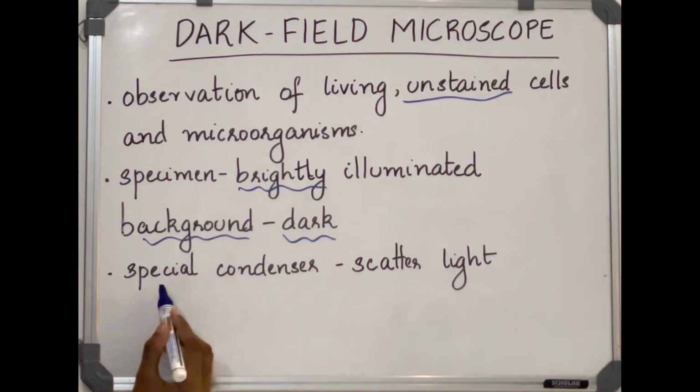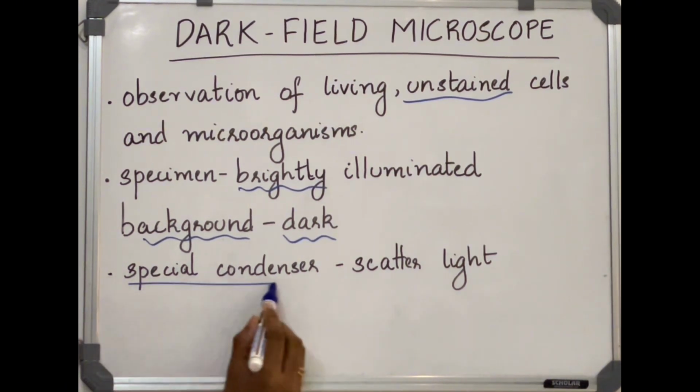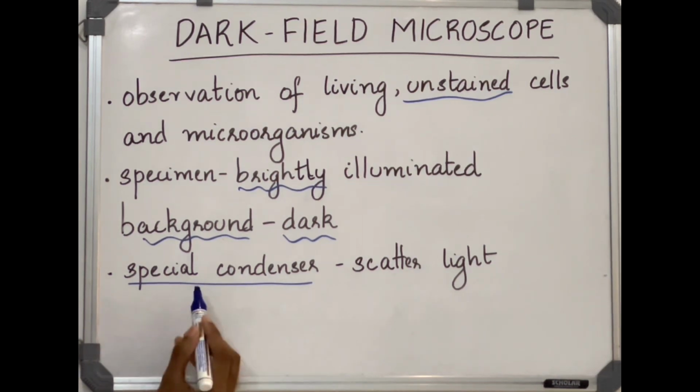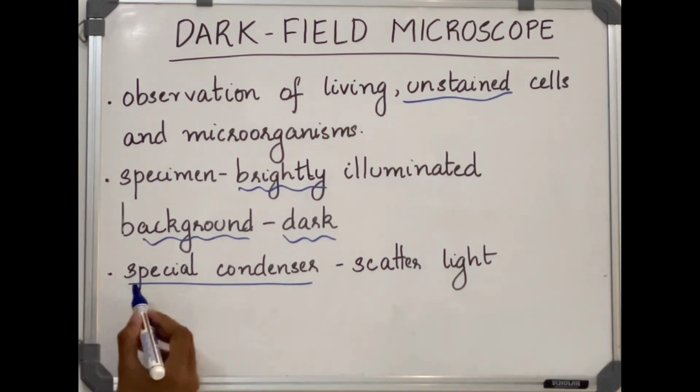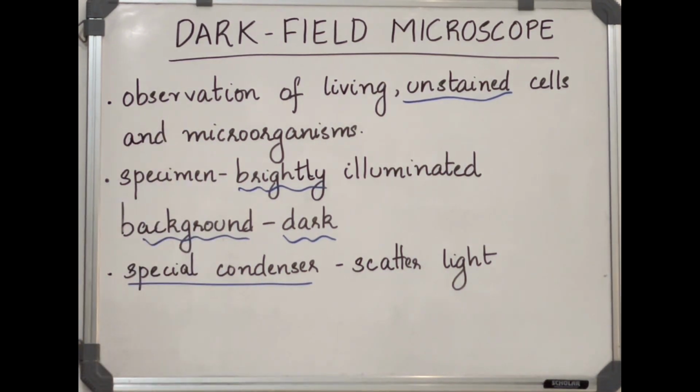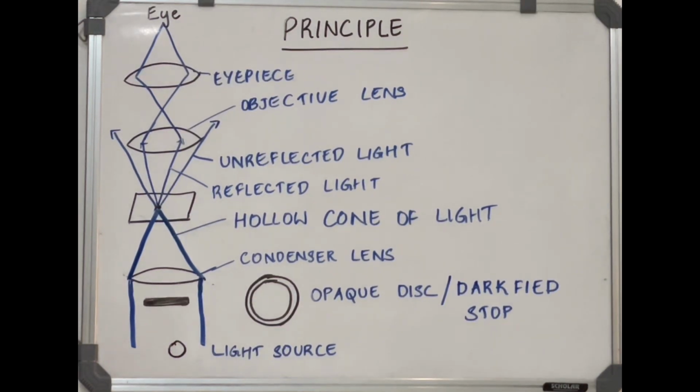Another important thing regarding the dark field microscope is that it uses a special type of condenser that will scatter the light so that the light will reflect from the specimen at an angle. We will say more about this in the principle. It is using a special type of condenser. So these are the main things regarding a dark field microscope. Now let's see the principle of the dark field microscope.